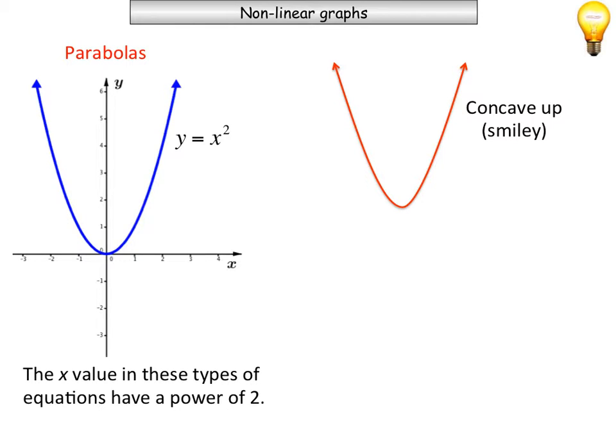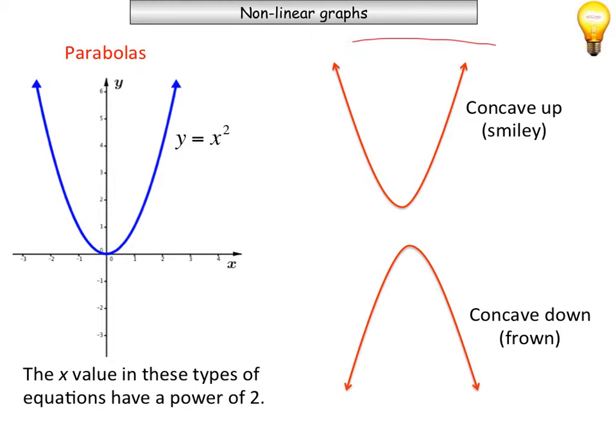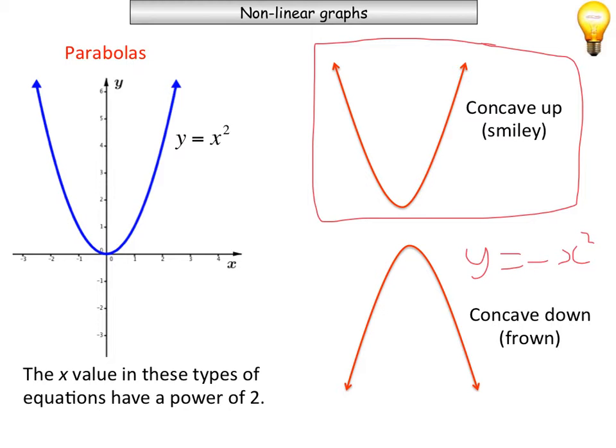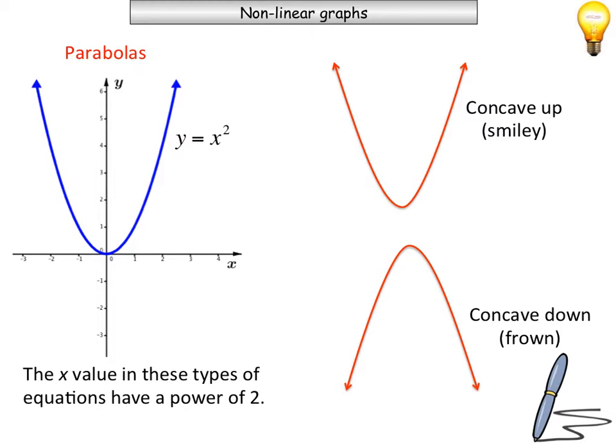Just a bit of theory on this. A concave up parabola looks like a smiley face, and a concave down parabola, you can kind of guess what that's going to look like. It's going to be a concave down one, which is a frown. Concave up means that it's pointing up, and concave down means it's pointing down. You could actually find out if it's concave up or concave down from the equation. If the coefficient of x squared is positive, this is what we end up getting. And if I had something like y equals negative x squared, you could get something like the concave down parabola. So that's one type of nonlinear graph.